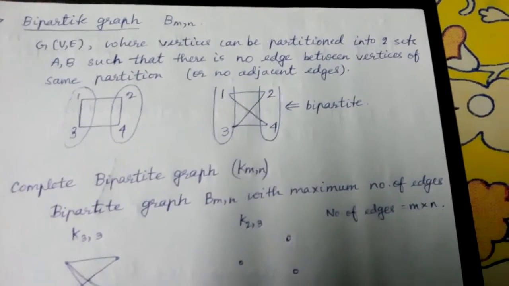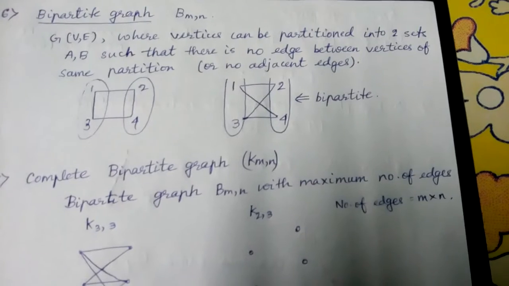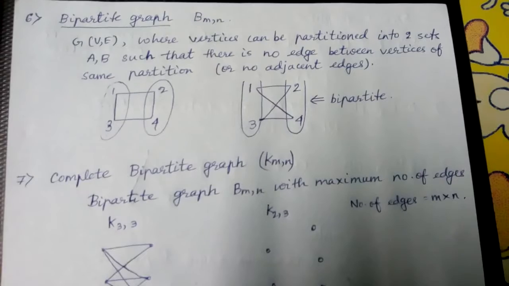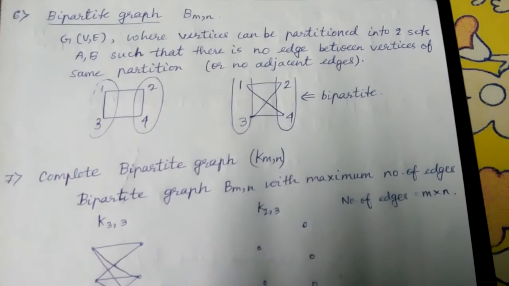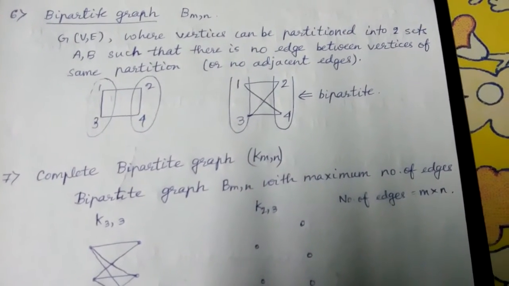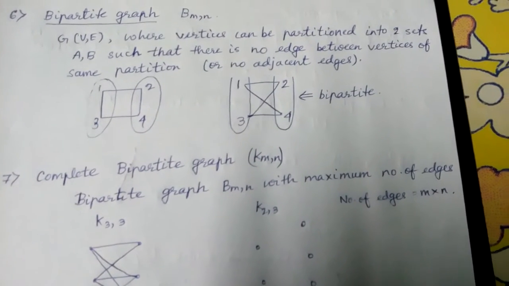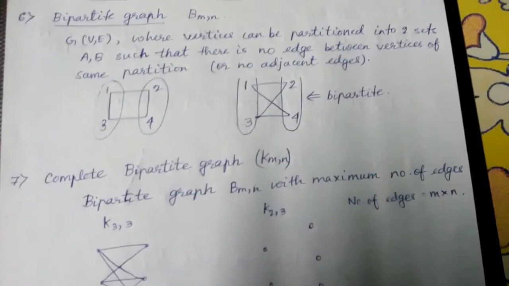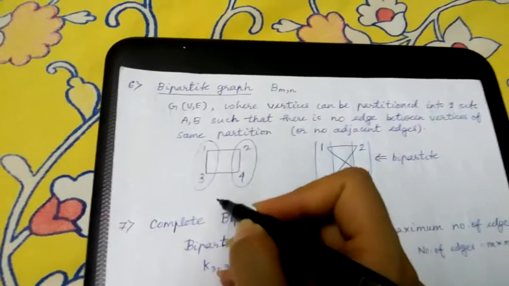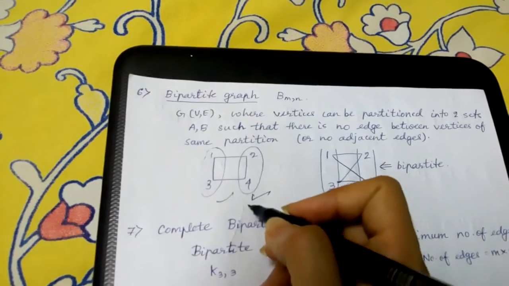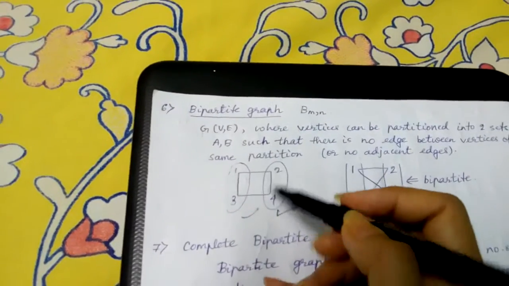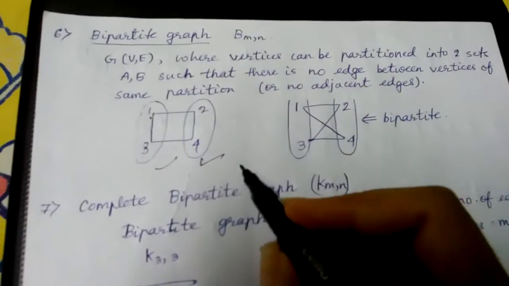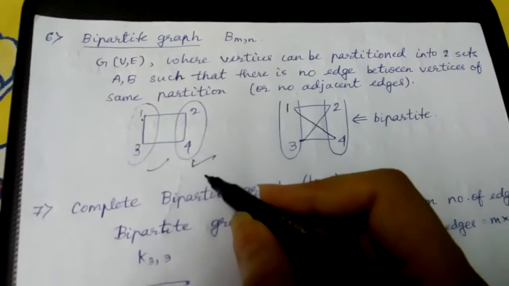Now, what is a bipartite graph? Bipartite graph can be represented as Bm,n, where for a particular graph G which contains vertices and edges, the vertices can be partitioned into 2 sets A and B such that there is no edge between the vertices of the same partition, or no adjacent edges. So you can see here that there is 1, 3 on this side and 2, 4 on this side, but you cannot have an edge between 1 and 3, and you cannot have an edge between 2 and 4.